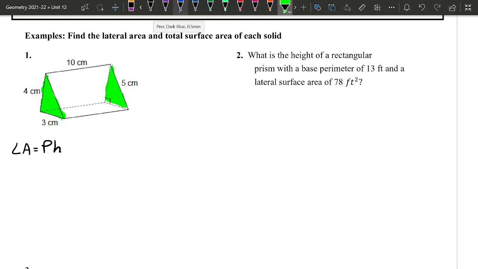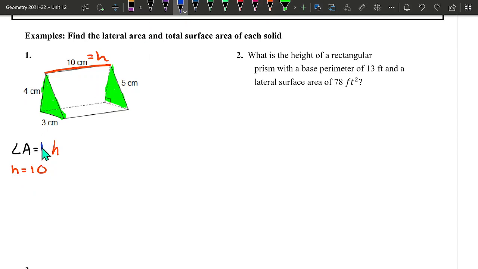All right, so the perimeter of the base times the height of the prism. If I look at the height of the prism, it's what connects the bases together. So this is the height of the prism, 10. So H equals 10.